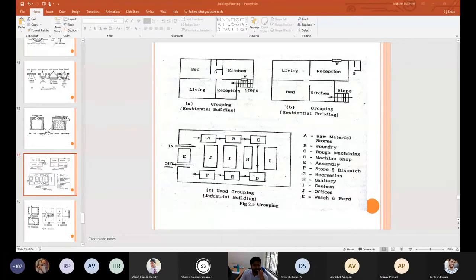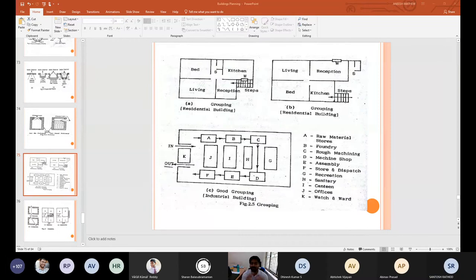Sir, constructing a 4-inch wall inside and a 9-inch wall outside, like using small bricks. Okay, but it depends on the design criteria.